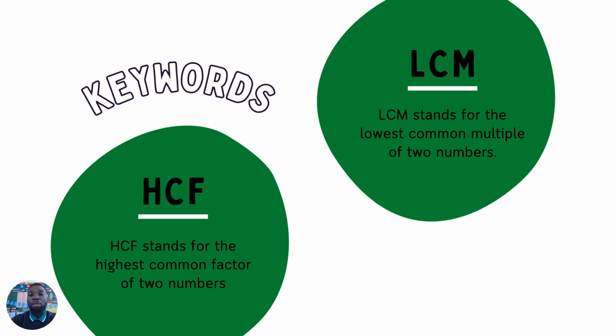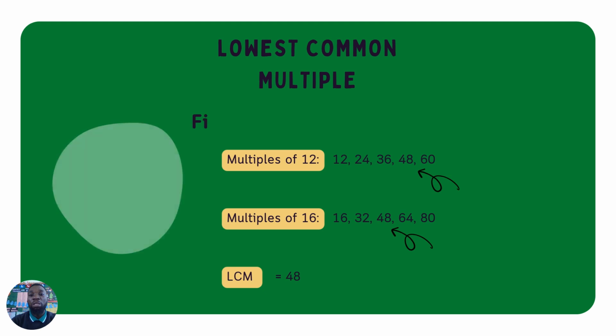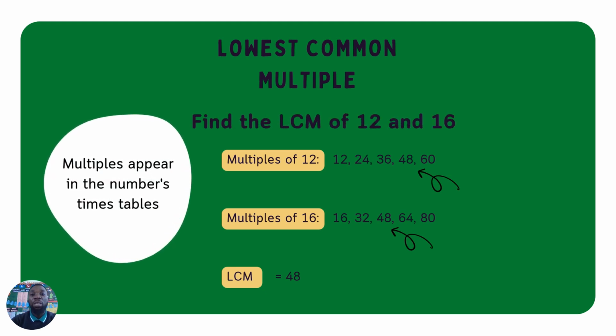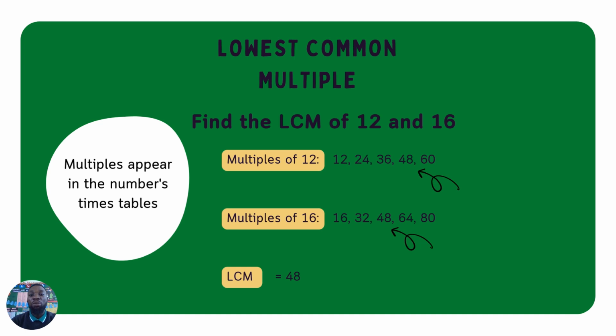So what does that mean? The LCM stands for the lowest common multiple of two numbers, while the HCF stands for the highest common factor of two numbers. So moving forward, we have the lowest common multiple of numbers. The example given to us is: find the LCM of 12 and 16.